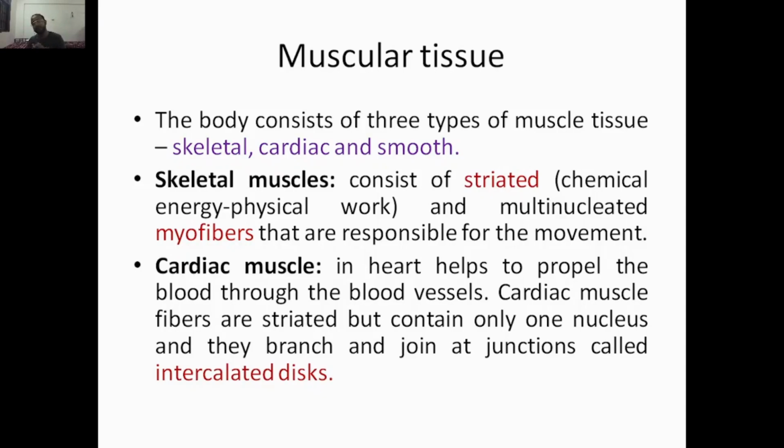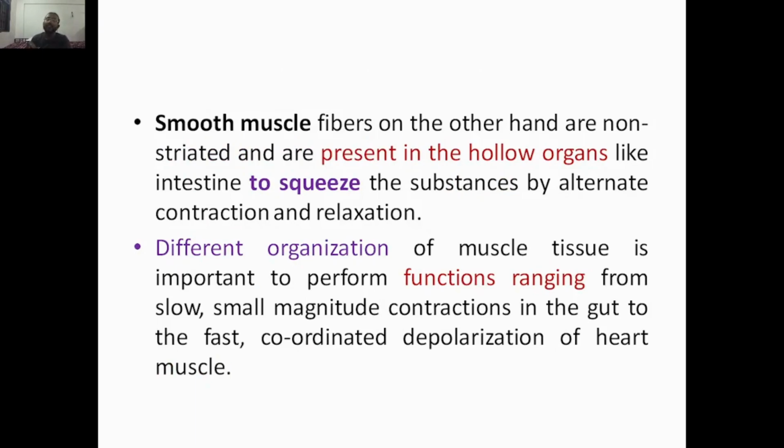Next, cardiac muscles. So in cardiac muscles, what happens? In the heart, these muscular tissues help to propel the blood through the body, through the blood vessels. That means in order to create blood pressure, it will pump the blood, right? So these tissues are very important. Without this muscular tissue, the heart cannot pump the blood. Cardiac muscle fibers are striated but contain only one nucleus, and they branch and join at junctions called intercalated discs. Smooth muscle fibers, on the other hand, are non-striated and are present in hollow organs, for example, the intestine. What is the function of the smooth muscles?